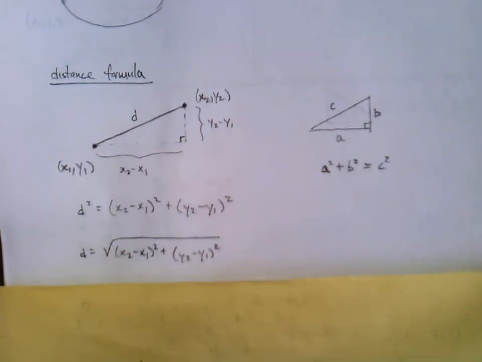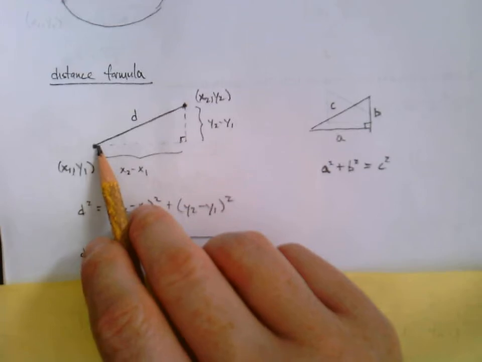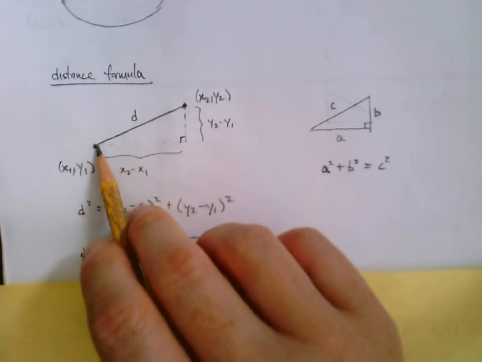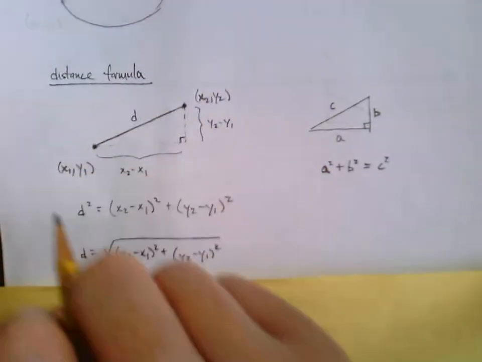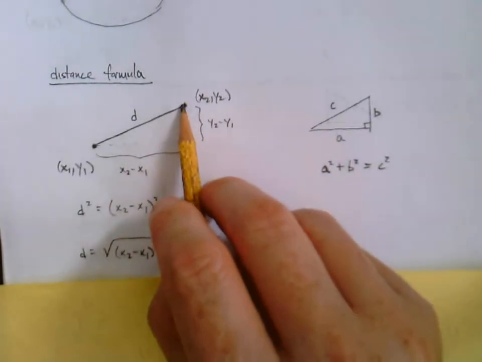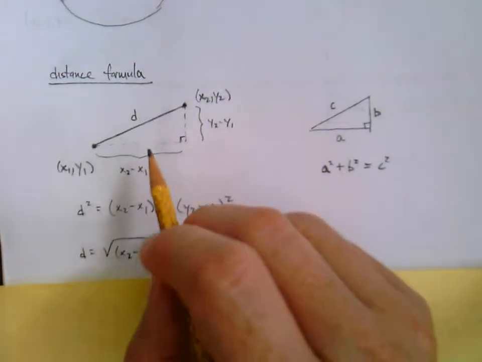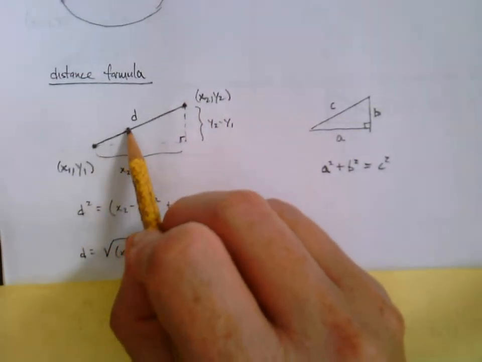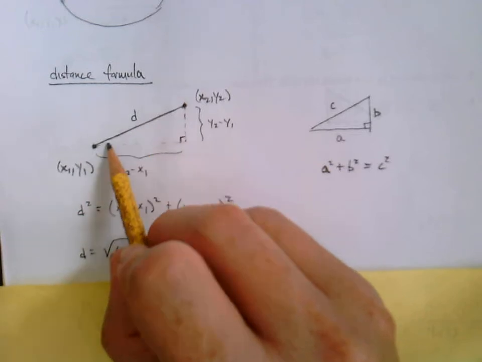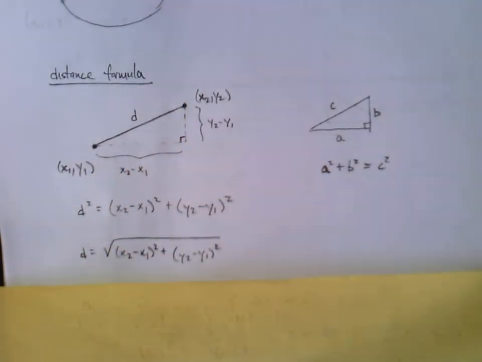Well, let's see, what am I doing? So I'm saying we want to know a formula for the distance between 2 points. So say this is my first point. I'm going to call it x1, y1. And this is my second point. I'm going to call it x2, y2. So if I draw the line between them, I want to know how far is that? What is that length, d, for the distance?